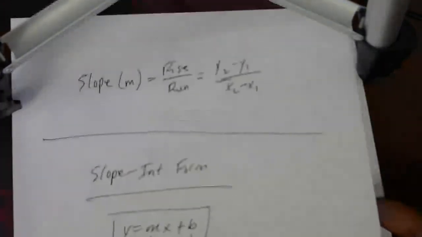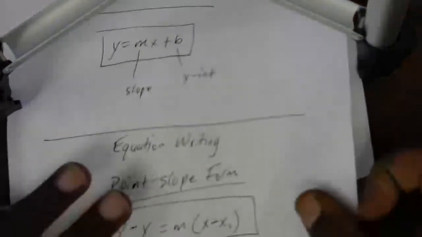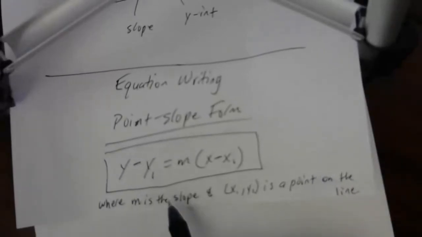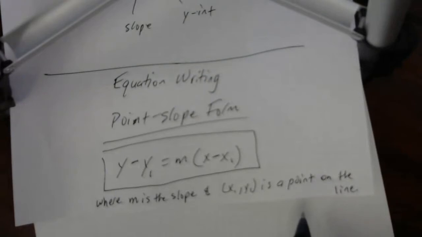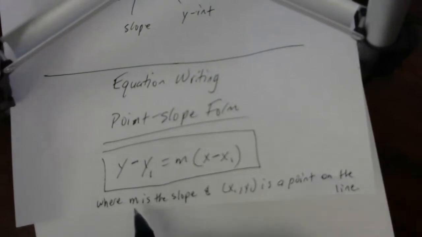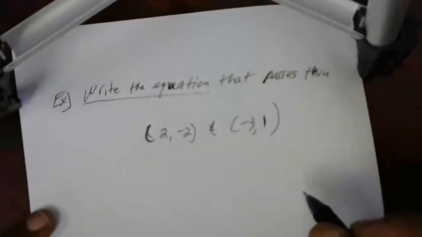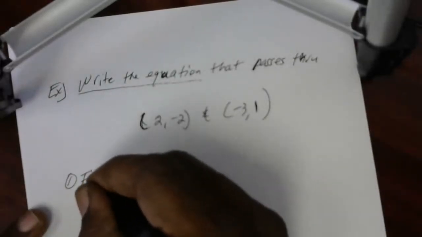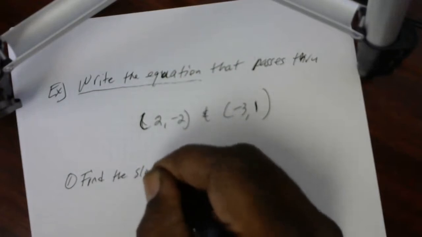Okay, I'm just kind of going back to my notes here. You're going to use this point slope form. And in order to use the point slope form, you must know 2 things. You must know the slope, which we don't have, and you have to know a point on a line. And we're given 2 points on the line. So the first thing we're going to do is find the slope.